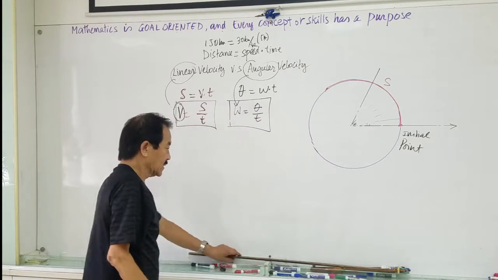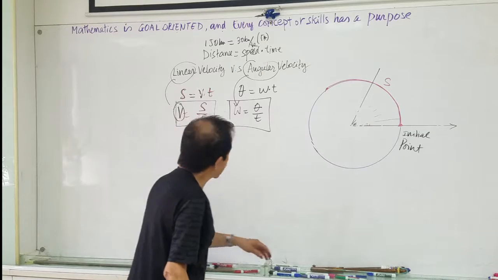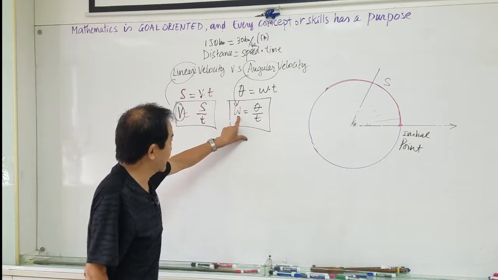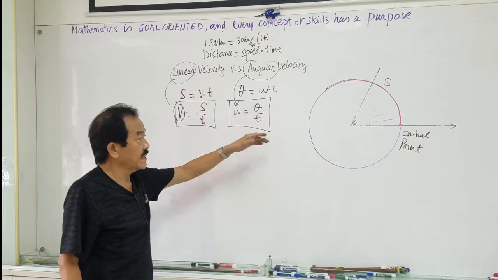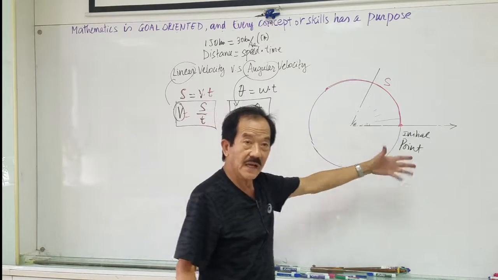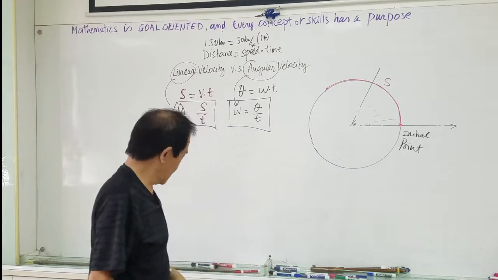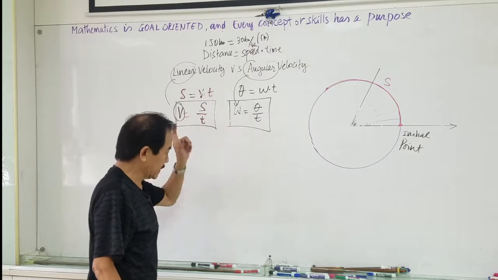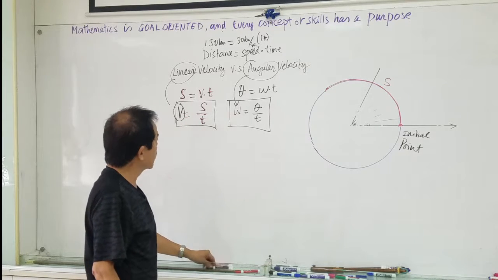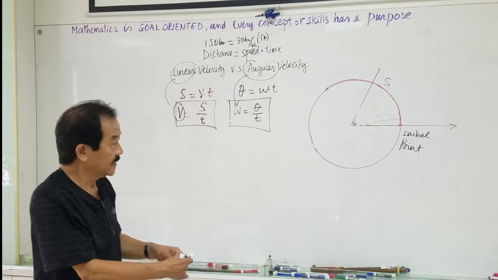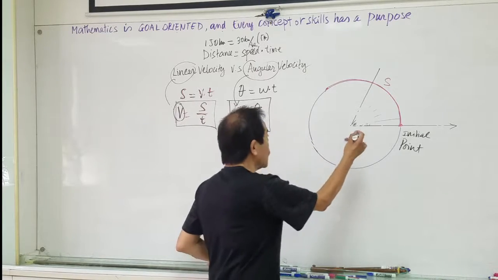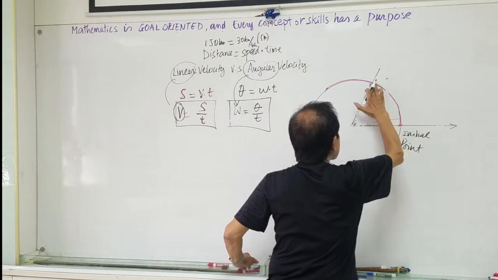To connect, I want to find out if I know the angular velocity and I know the radius of the circle, can I find the linear velocity? So now I try to connect them together. So we have the middleman right here, the one, remember, in the past we learned like this.